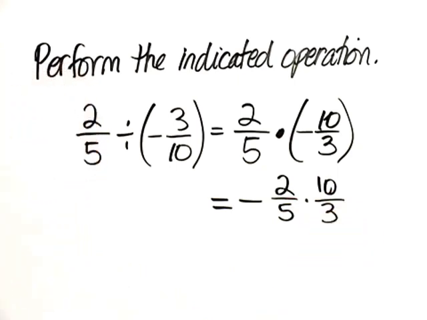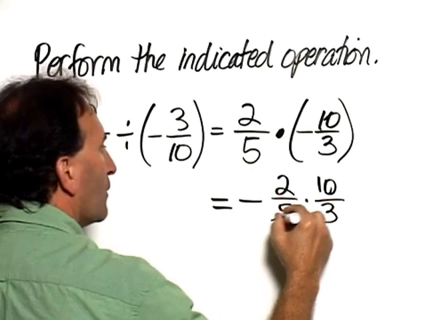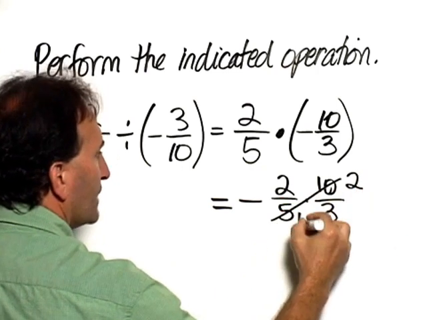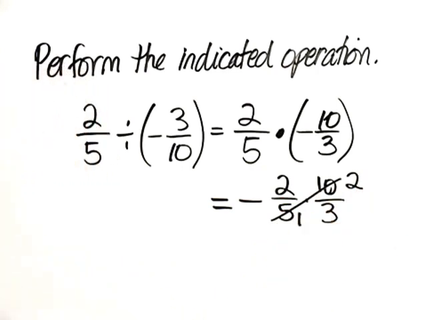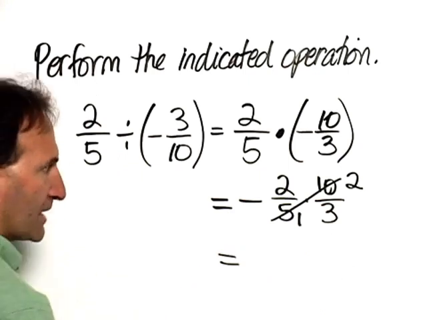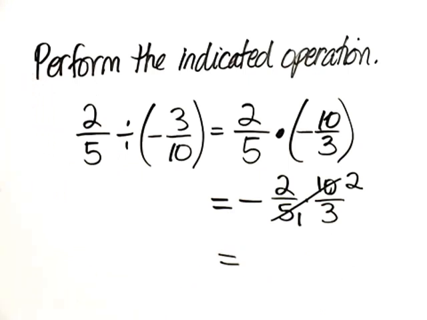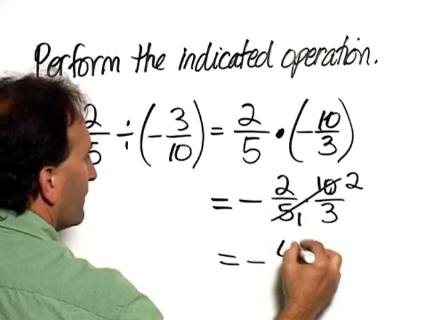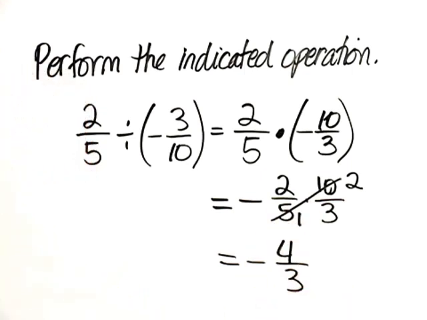Now we could multiply straight across and then simplify, or you can notice that 5 will divide into 10 twice and into itself once. The result is we remove a factor of 1, 5/5, and so we have -4/3 as the answer.